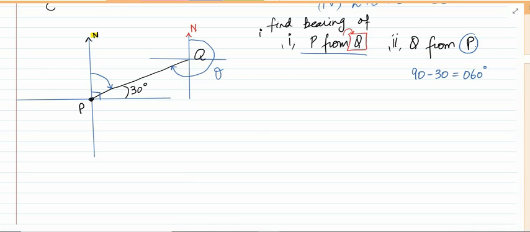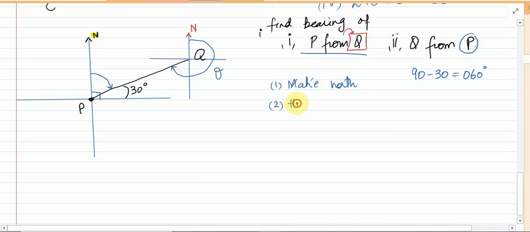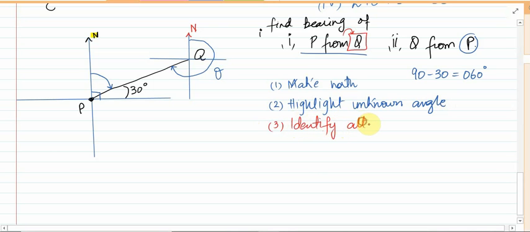And the third step, now I'm going to write it down. Step 1, make north. Step 2, highlight your angle. Highlight unknown angle. And step 3, that is very important, identify alternate angles.